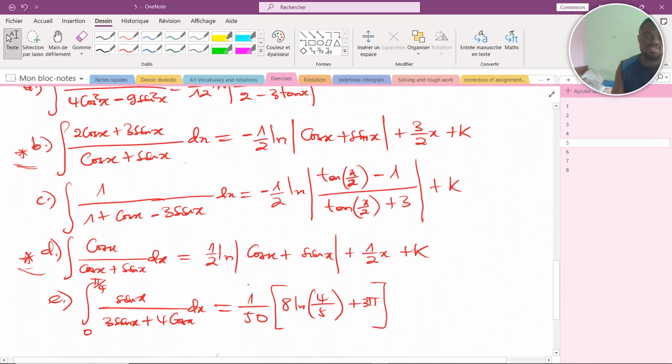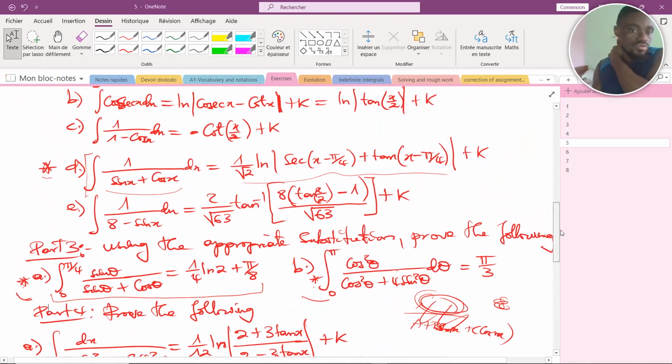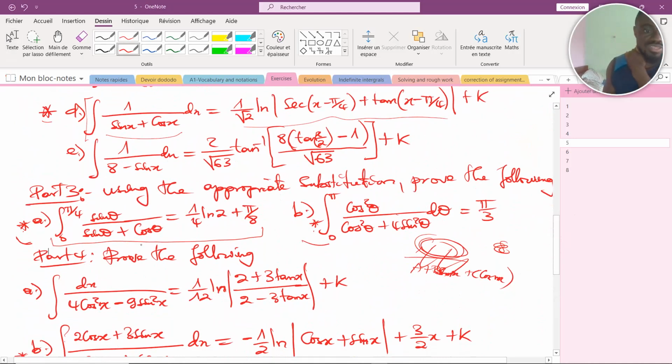And this last exercise. In the next video, when we shall be doing this exercise, I will show you 2 techniques to solve this particular exercises of this form. I'll show you how to solve these exercises.